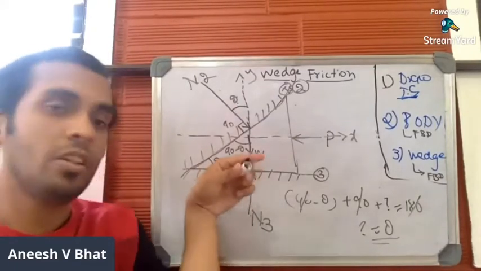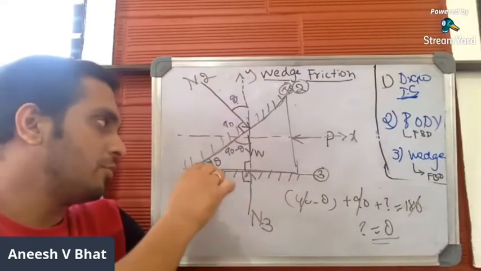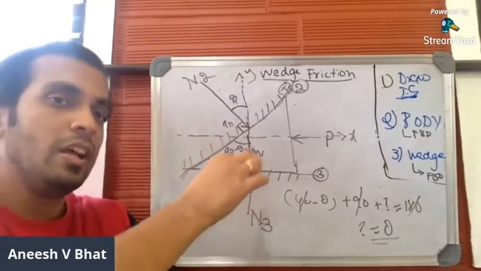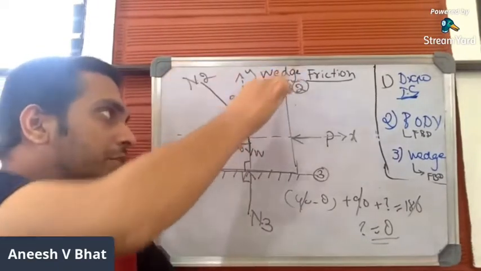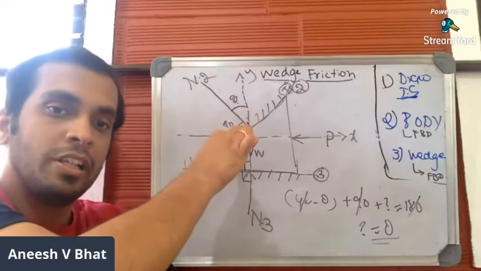Now we have marked the normal reactions as well, and the angle made by N2 with respect to vertical will be equal to theta, equal to this inclination itself, because this line is always perpendicular to the inclination. This particular line N2 is perpendicular to the inclination.